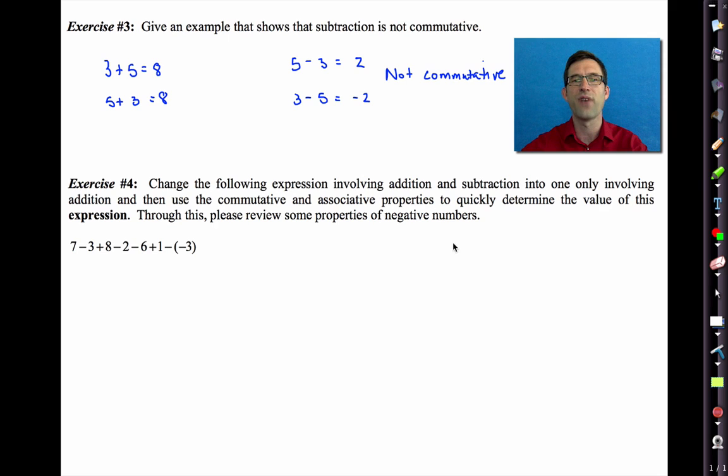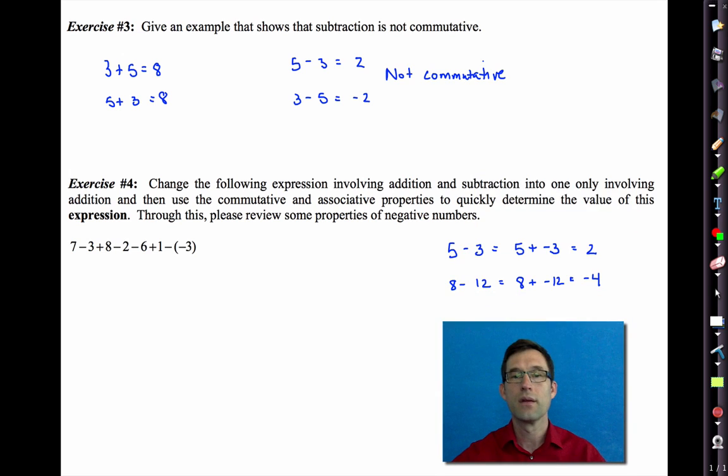Why don't we stick with this 5 minus 3 business? 5 minus 3 can be changed into an equivalent addition by simply adding the opposite of the number we're subtracting. So 5 minus 3 is the same as 5 plus negative 3. Either way, we get 2. Let me do another one of these. Let's say I had even something like this. Let's say I had 8 minus 12, right? That would be the same as 8 plus negative 12, which would be then negative 4. Got it?